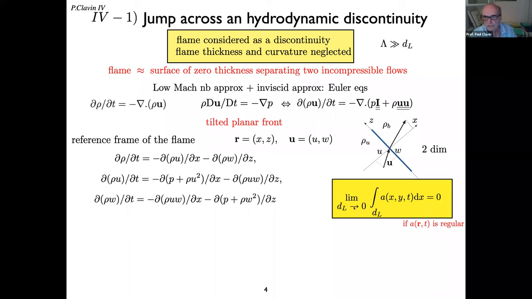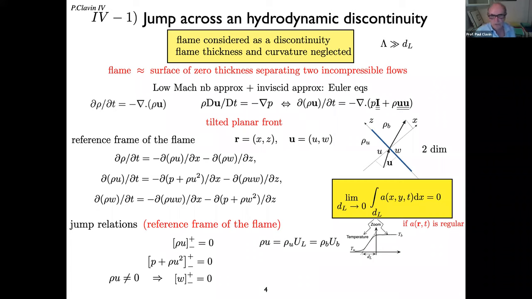So in that case, all the regular integrands go to zero. The only terms that do not give zero are the terms involving first derivatives in space, because in that case you obtain by integration the jump. And the jump relation you obtain is that the jump of the mass flux in the normal direction should be zero.